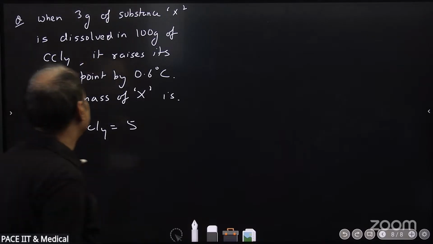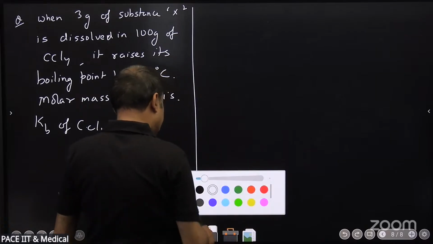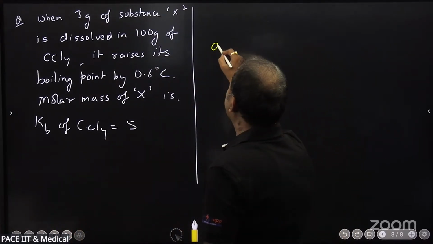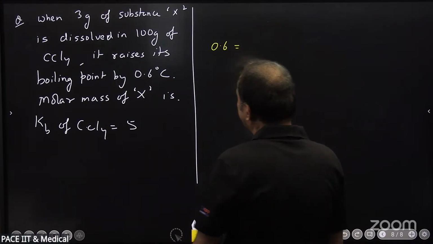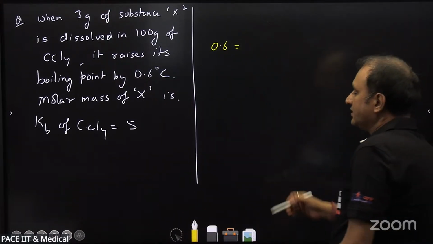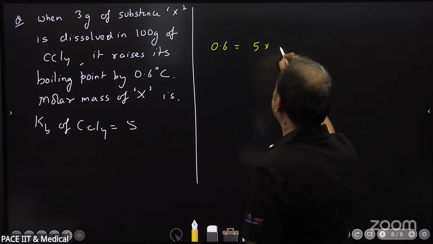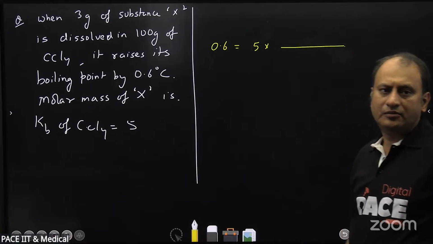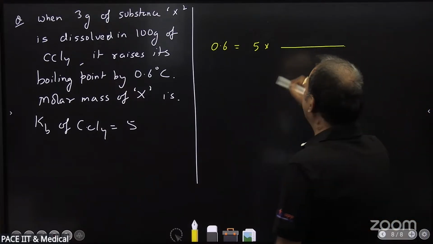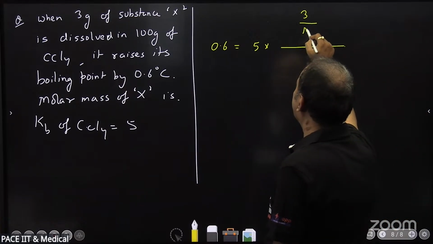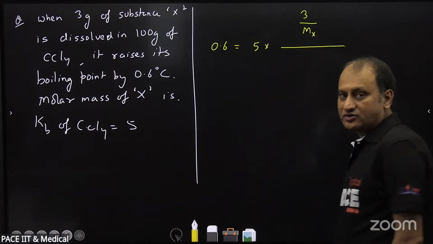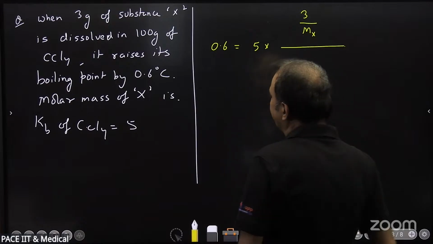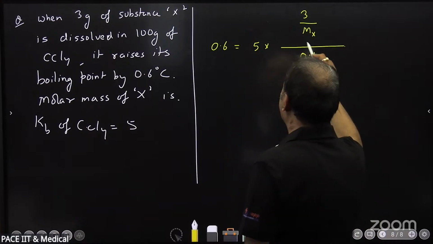Okay. So how do we proceed in this problem? The increase in boiling point, delta T, is given to us as 0.6. Kb is given as 5. Molality: moles of substance X we can write as given mass 3 grams by molar mass of X, upon weight of solvent in kg, which is 0.1.